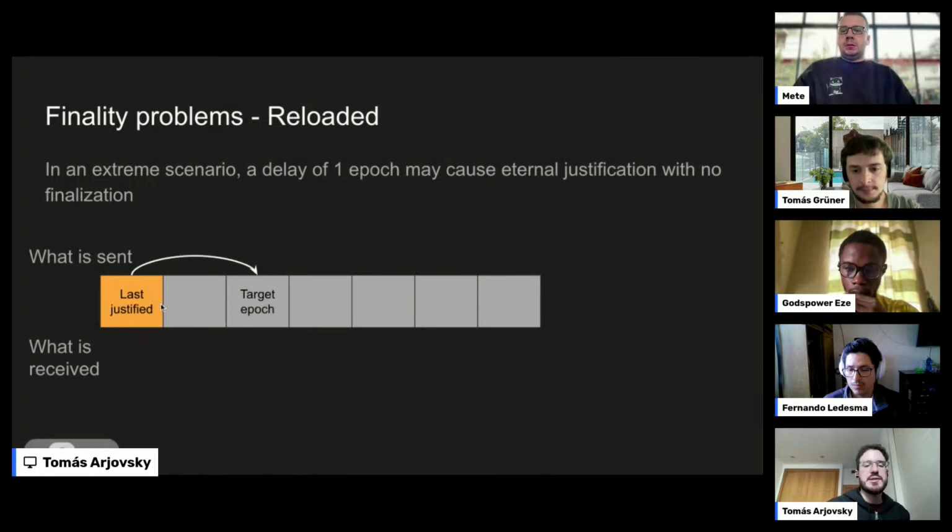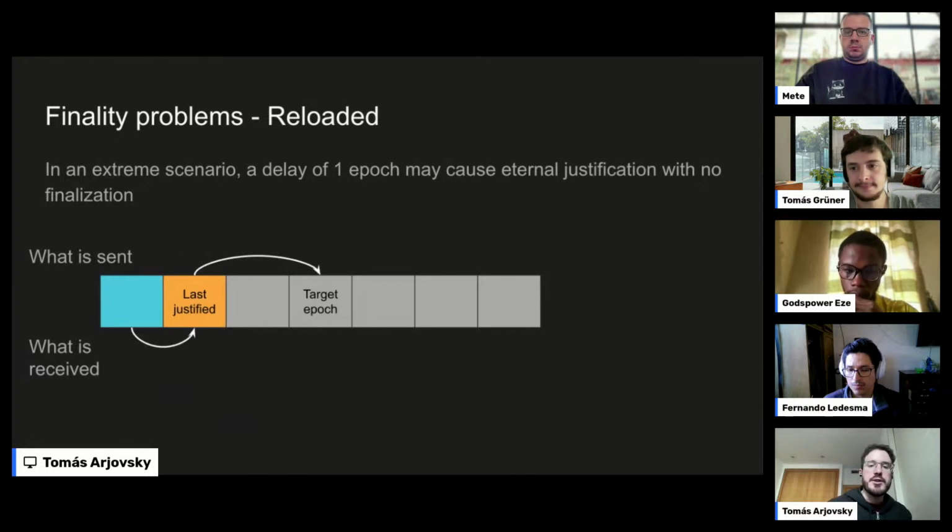So what happens in the next epoch is I will vote the same thing. This is still my source because I don't have any new justified epochs. But the target epoch changed because now I'm in a new epoch. And now this is the first vote. Now everyone received these votes, because there was a delay, but everyone received it. And I can finalize this because the gap here is just one.